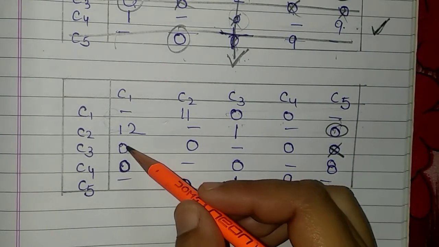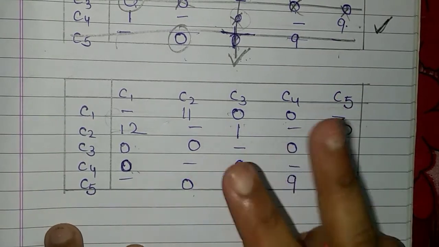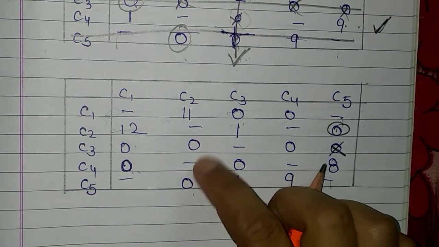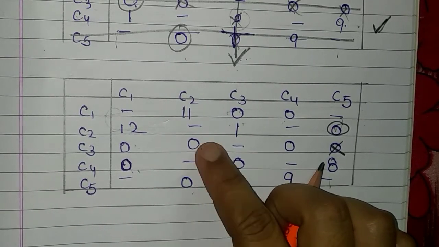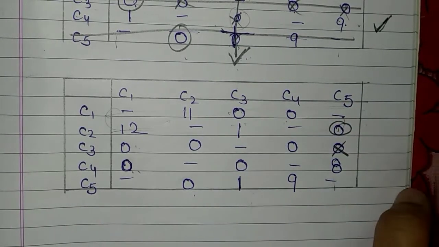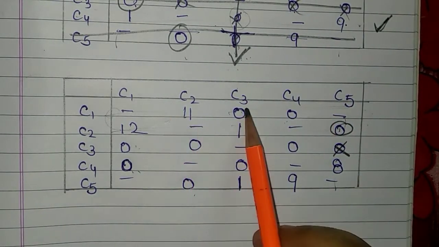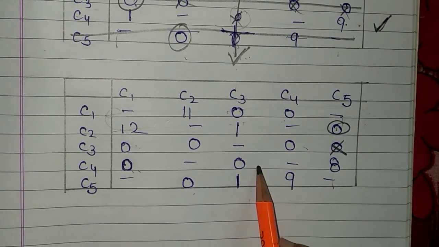Then move column wise. Column wise there are 2 zeros, so we cannot make an assignment to any. Here in this column there are 2 zeros, so we cannot make an assignment to them. In this column there are again 2 zeros. So move row wise. Row wise there are 2 zeros, then 3 zeros, then 2 zeros.